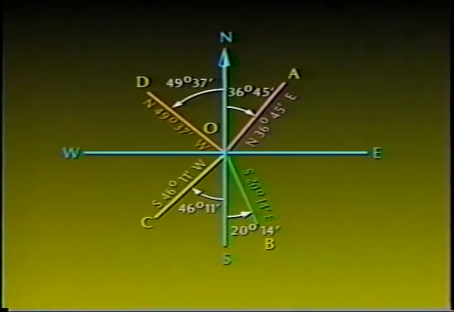Note that measurement of bearings in the northeast quadrant starts at north and rotates in a clockwise direction to the east, while bearings in the northwest quadrant also start at north. They are measured in a counterclockwise rotation to the west. Bearings in the southeast quadrant start at south and are rotated in a counterclockwise direction to the east. Bearings in the southwest quadrant also start at south and are measured in a clockwise rotation to the west.